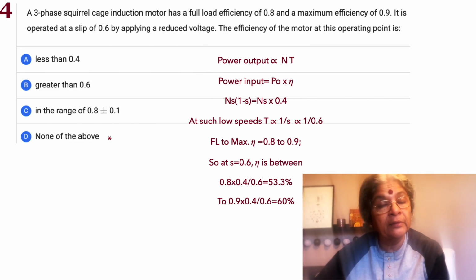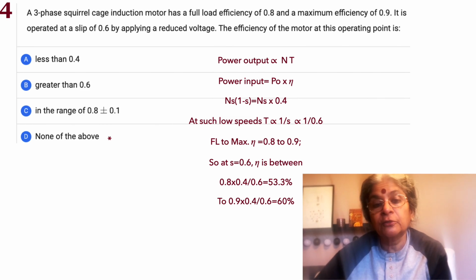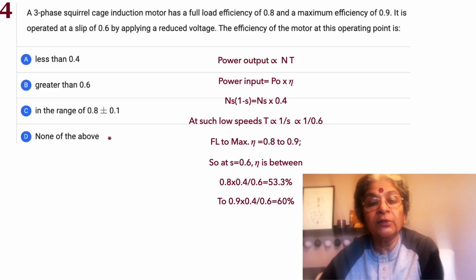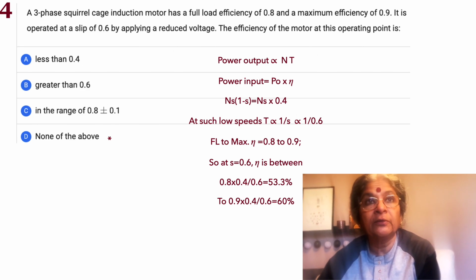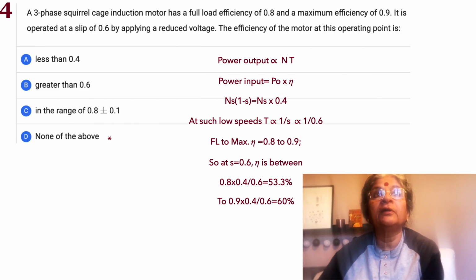At the same time, at such low speeds, the torque is going to be inversely proportional to speed. So torque is now proportional to 1 by 0.6. And now the efficiency is varying between 0.8 to 0.9, that is between the full load and maximum efficiency. So let's see what happens at s equal to 0.6. We have two ranges.